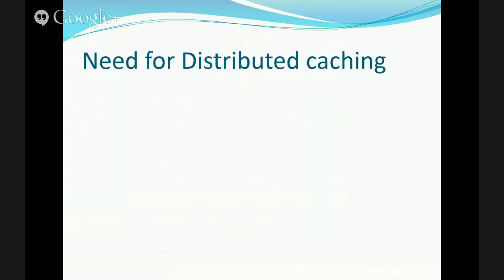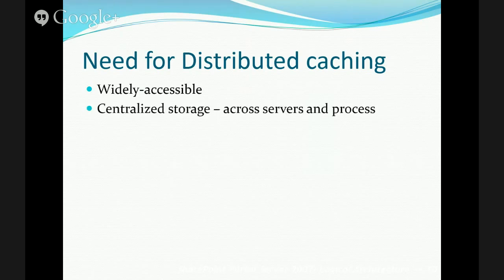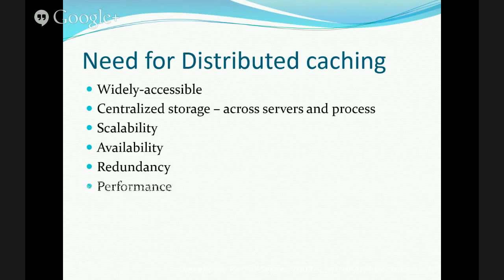So what was the need for distributed caching in short? It is widely accessible, which means multiple processes and multiple servers should be able to access the data. Storage is centralized across servers and across processes, which means you're going to be having one storage. Scalability is something that we are clearly looking at. So whatever was the disadvantage of an individual cache, we are trying to dispel it. Availability, redundancy, and performance are what we are looking at.